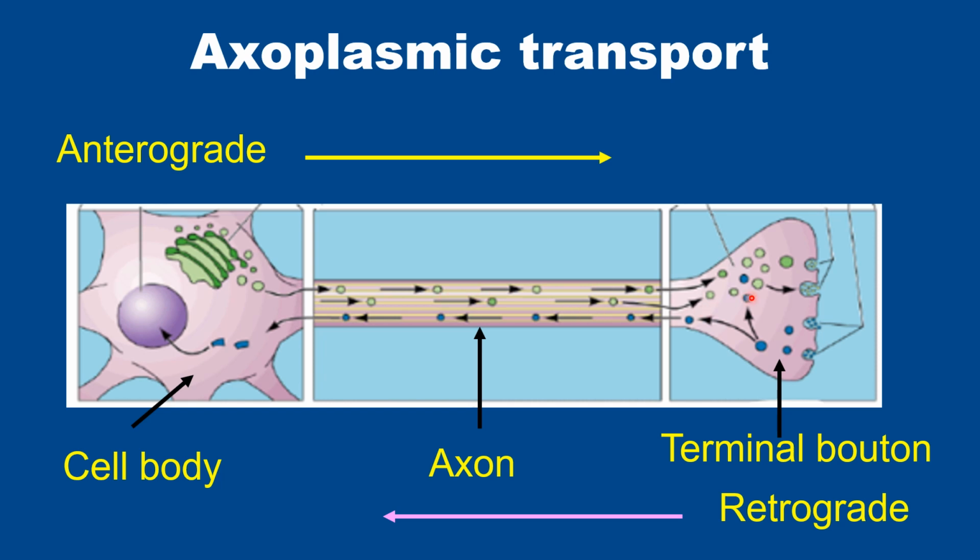The worn out material reuptaken from the synapses and the neurotransmitters use the retrograde transport. The poliovirus and the herpes virus reach the cell body through retrograde transport.